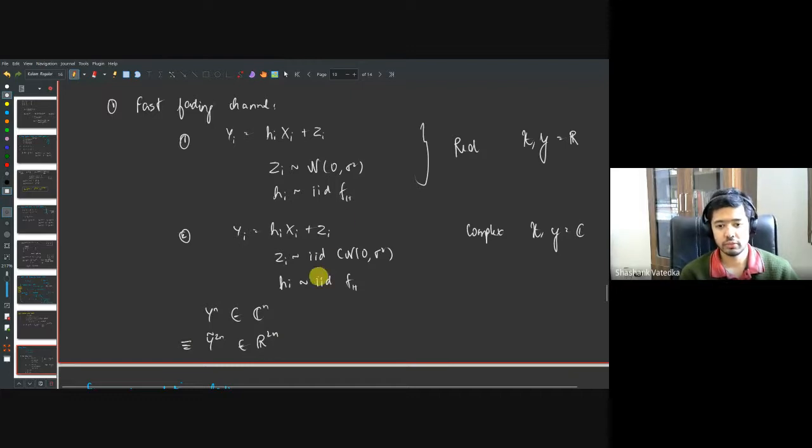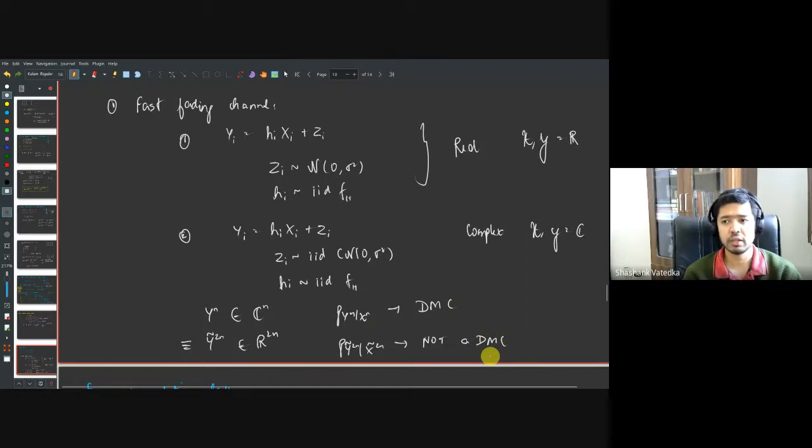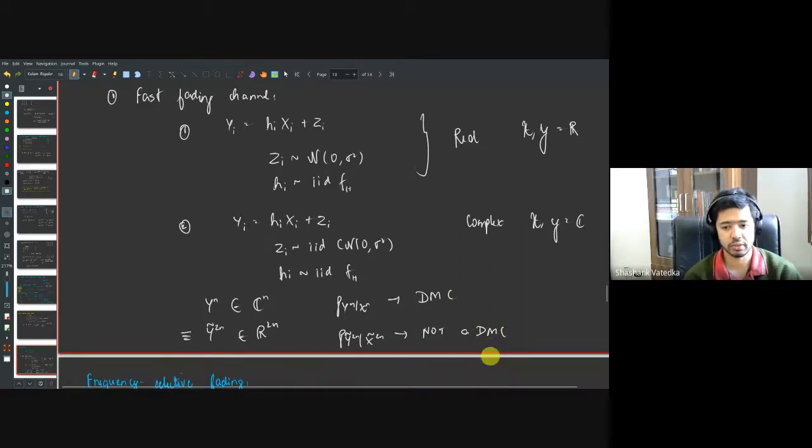But now the difference is that P(y^n given x^n) corresponds to a discrete memoryless channel. But if you look at P(ỹ^{2n} given x̃^{2n}), if you try to view this as a sequence of 2n real numbers, then this is not a discrete memoryless channel. It has memory because the real and the imaginary components are now dependent. They're not independent of each other. Okay, so that is why modeling the problem is extremely important.